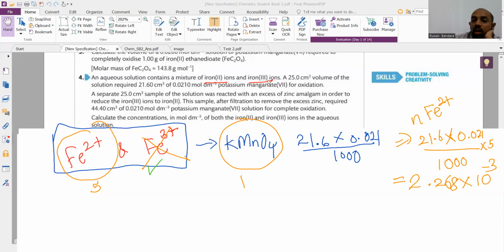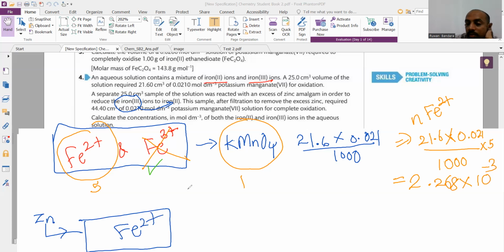Yes, thank you. In the second case, what they are doing is they are adding zinc to the mixture. Right? And it says that iron 3 will be reduced to iron 2. Now, after you add zinc, you have only Fe2 plus, no Fe3 plus remains. Right? And this Fe2 plus then reacts with KMnO4.